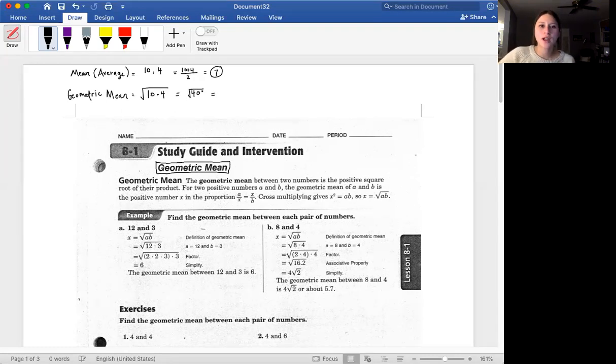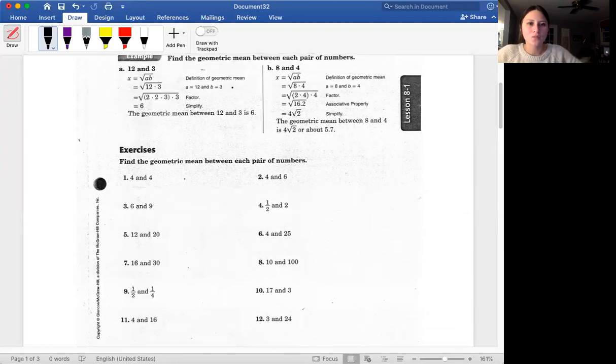And we're going to write our answers either as a simplified square root, which this is not, or a decimal. So let's write this as a decimal. We just plug this into our calculator, find the square root of 40, and that's 6.32. So let's round to the nearest tenth, 6.3.